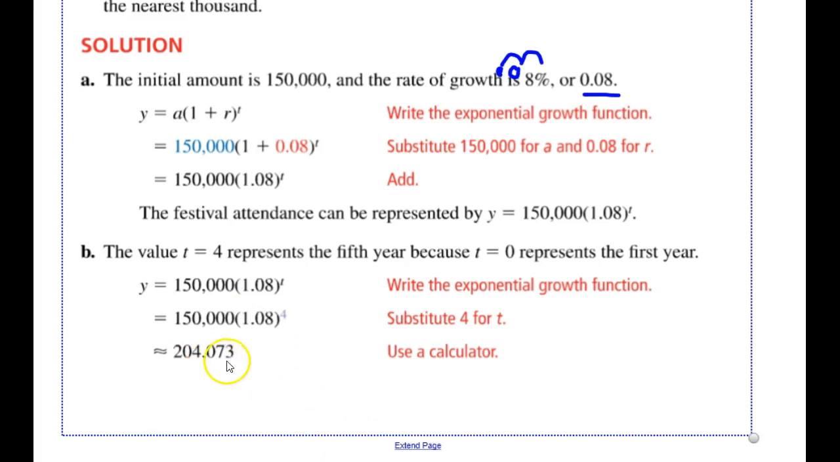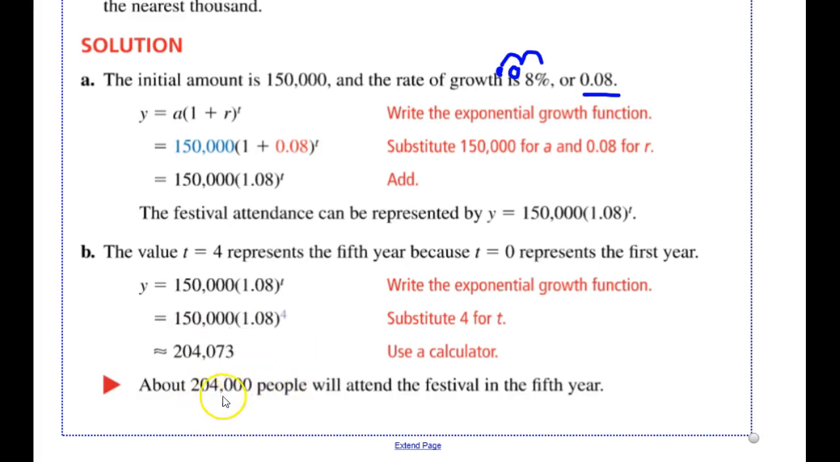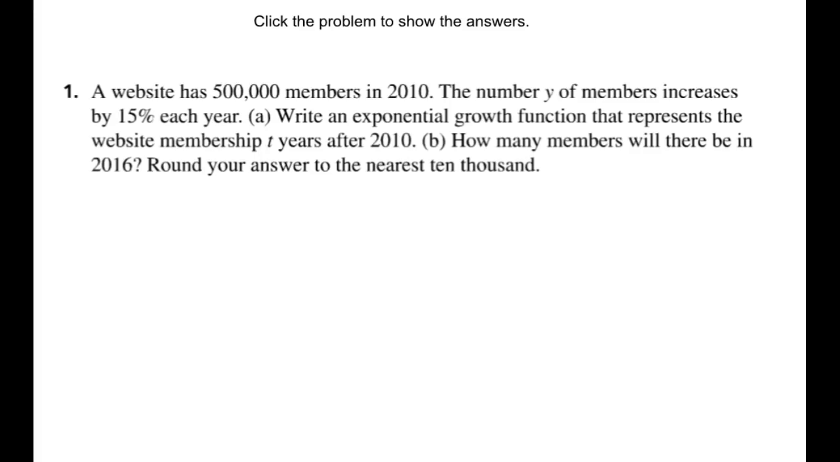It's 204,073. Now here, you see I don't have any decimals after this, even though I figured that out in my calculator. The reasoning behind that is because this y value was population. So we're talking about people or things, and we can't have a fraction or a decimal of people. So then we just rounded. Approximately 204,000 people will attend the festival in the 5th year, right? Again, we could leave it as this number, but we don't ever want to put that decimal when we're talking population because it's not a realistic thing to think about.